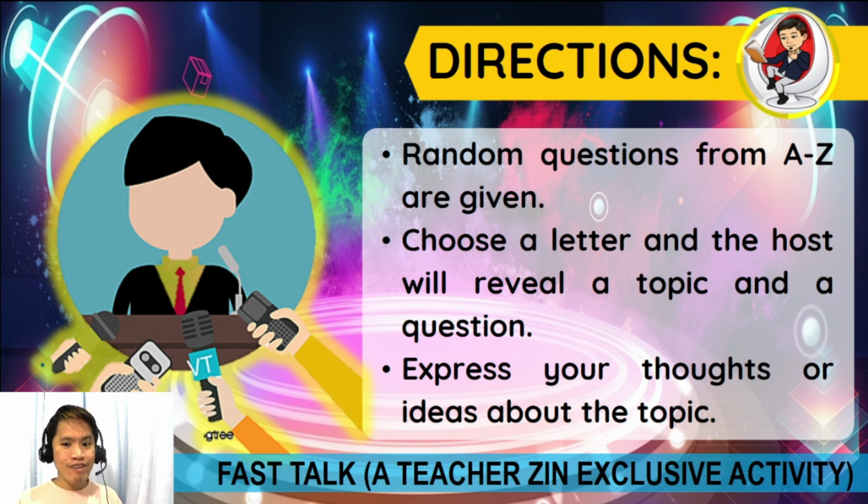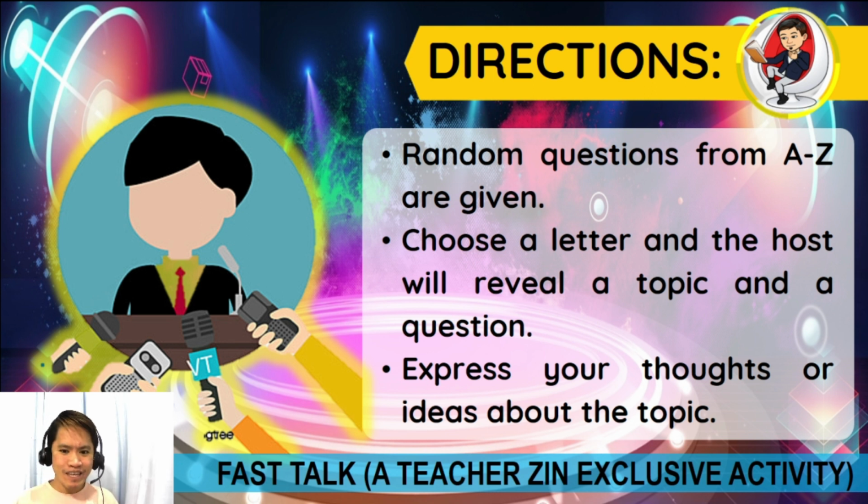So, here's how to do this activity. I'm actually providing directions here from the perspective of the students, okay? So, there will be random topics arranged according to the letters of the English alphabet from A to Z. On the teacher's signal, the student has to choose one letter at a time, with each containing a corresponding topic and a question related to it. The student then expresses his or her thoughts and or information about a given question.